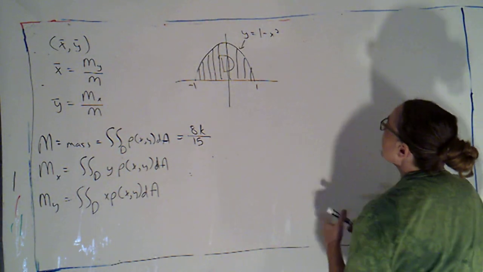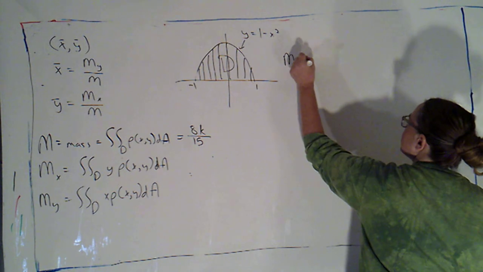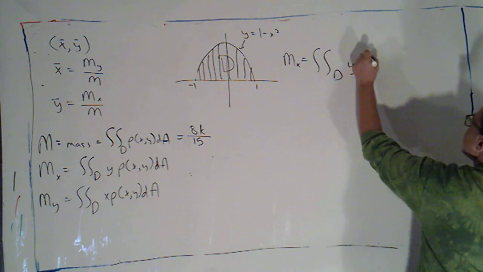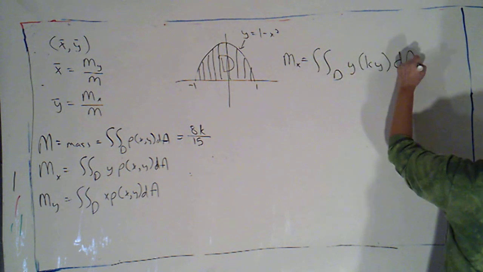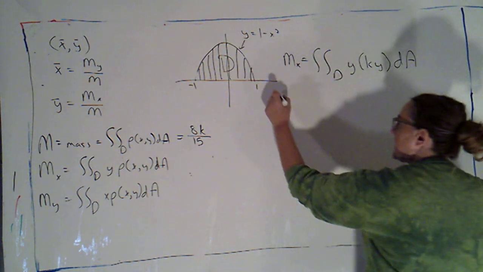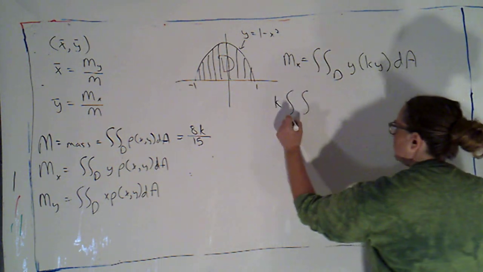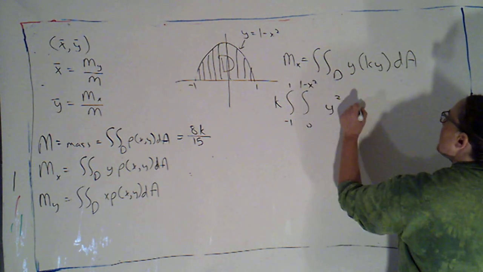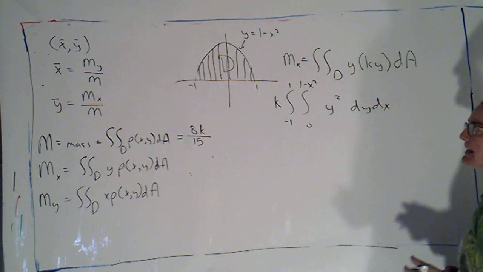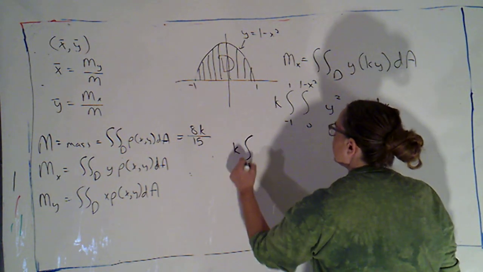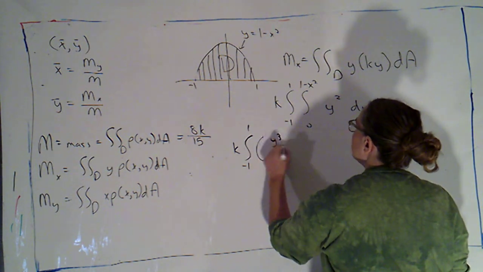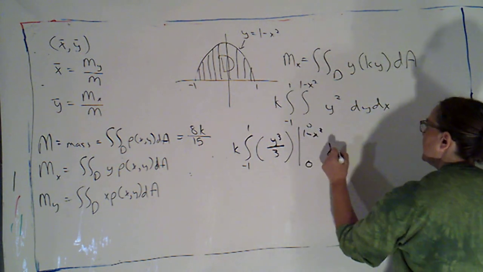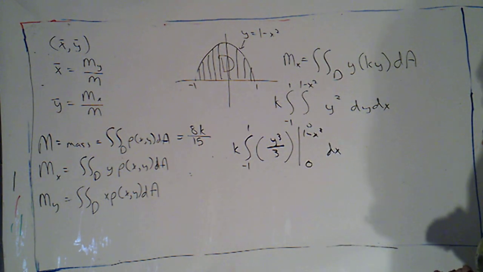Okay, so m sub x, the moment about the x-axis, we're told is the double integral over D of y times our density function, which was ky dA. So again, I'm just going to factor out the k, and my limits of integration, same region, so it's the same as last time. Once I've done that once, it's going to be the same, but now we're integrating y squared dy dx. So I'm going to get k times the integral from -1 to 1, y cubed over 3 evaluated between 1 minus x squared and 0, and then we still have to integrate that with respect to x.